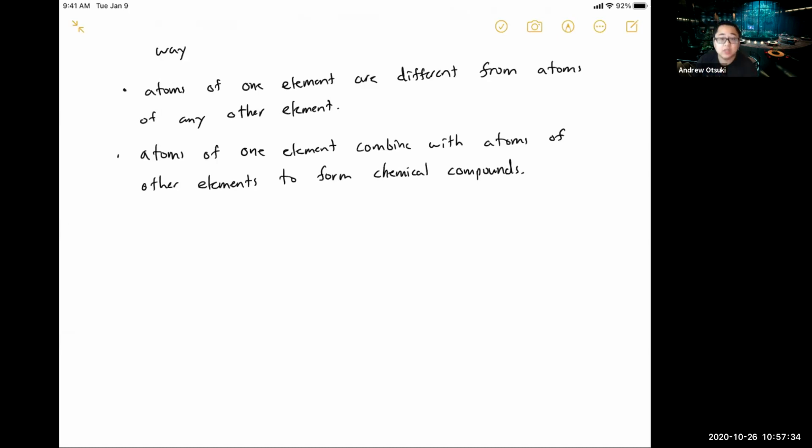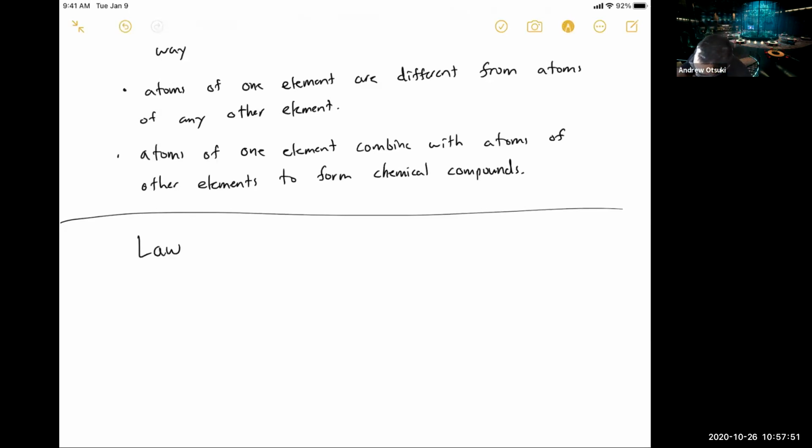So let's talk about one of the combining laws when we talk about atoms. Let's talk about the law of multiple proportions.